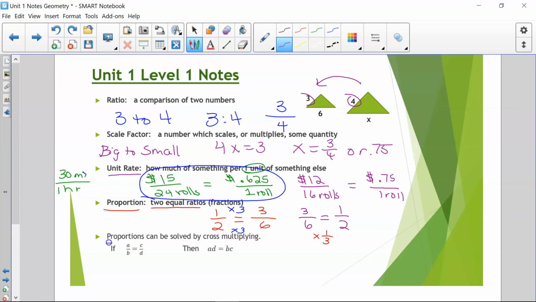All proportions can be solved by cross multiplying. So if I'm given 2 fractions that are equal, then their cross products are equal. So if I multiply A times D, that product would be equal to B times C. And from there, I could solve.